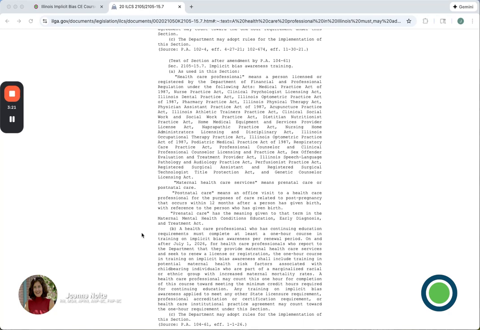A healthcare professional may count this 1 hour for completion of this course toward meeting the minimum credit hours required for continuing education. Any training on implicit bias awareness applied to meet any other state licensure requirement, professional accreditation, or certification requirement or healthcare institution practice agreement may count toward the 1-hour requirement under this section.